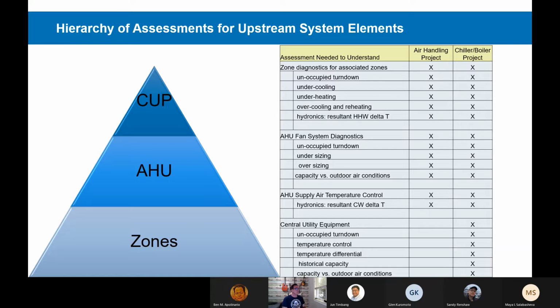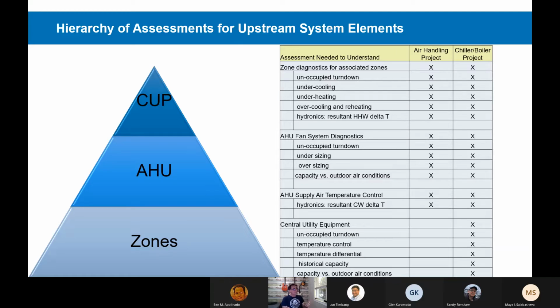That's also true for energy. Where is the energy going? Are the zones turning off at night? Are we overcooling? Are we reheating? Are the control valves hunting? So start at the bottom, check the zones, find the deficiencies in those zones, and make the correction of those deficiencies part of the work of the project.